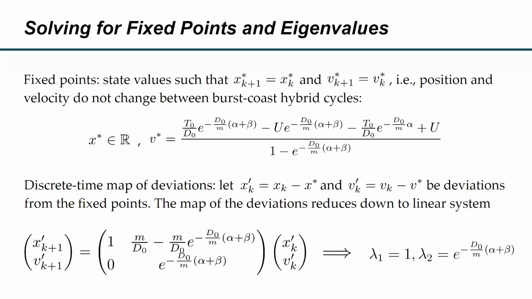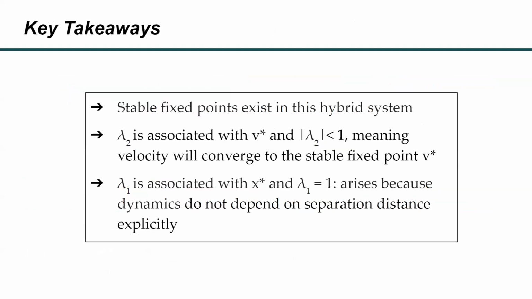With discrete time maps, the condition for stability is that if all the eigenvalues are less than 1 in absolute value, then the solutions associated with it are stable.